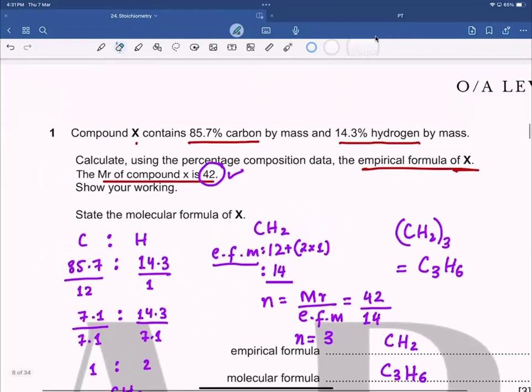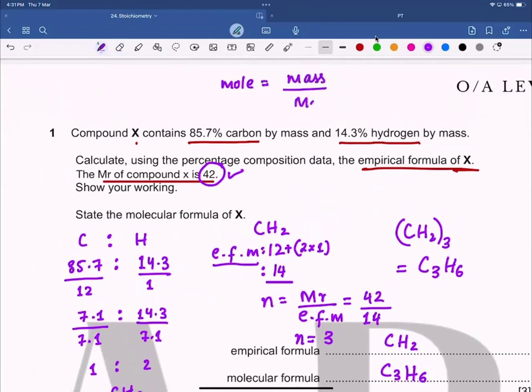Then we have one formula. If it's not given, for example, we use this formula: mole is equal to mass upon MR. So they have given you these two values, and you will make MR the subject to find the value of MR. Okay.